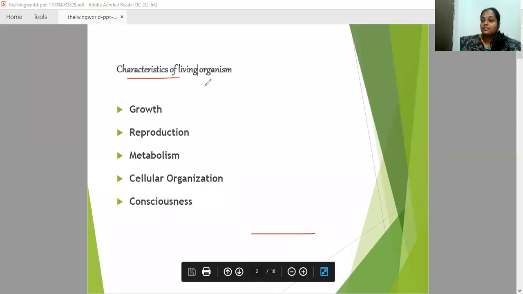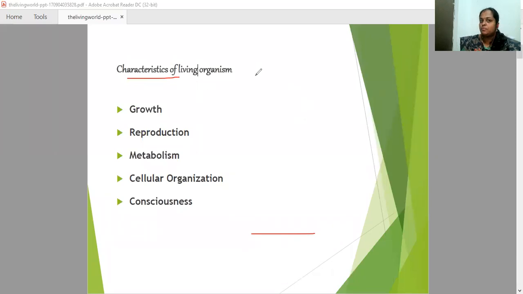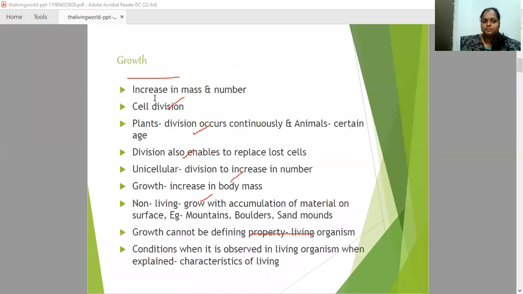Certain characteristics of living organisms differentiate living from non-living things. So the first characteristic of living organisms is growth, second is reproduction, third is metabolism, fourth is cellular organization, and fifth is consciousness. All these are the characteristics of living organisms which differentiate them from non-living things. Let us study one by one.